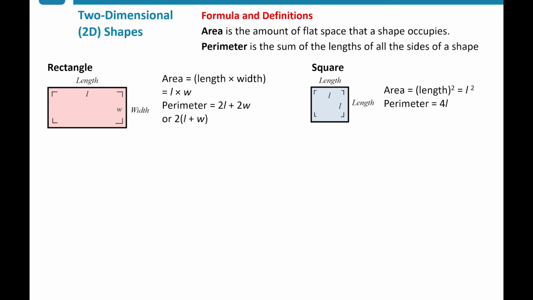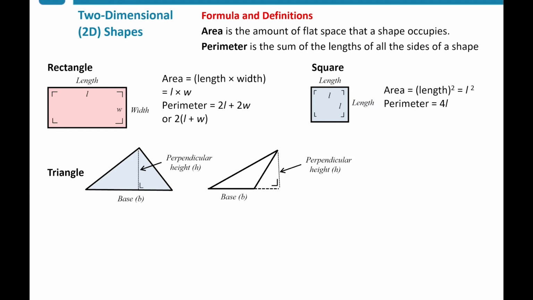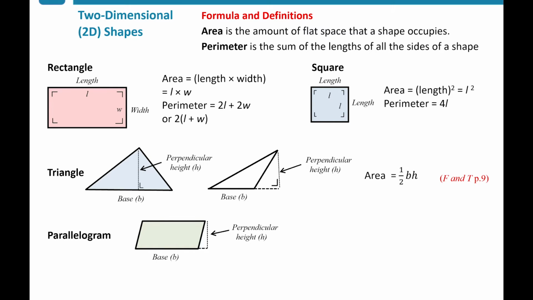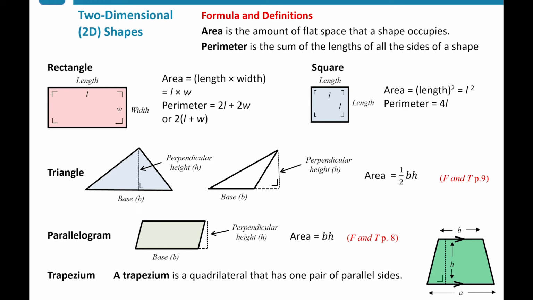A square has an area of length times length, which is equal to length squared, and the perimeter is 4 times the length. A triangle has an area of a half times the base times the perpendicular height. A parallelogram has an area of base times height. And a trapezium is a quadrilateral that has one pair of parallel sides. It has an area of a half times (A plus B) times H, the height.